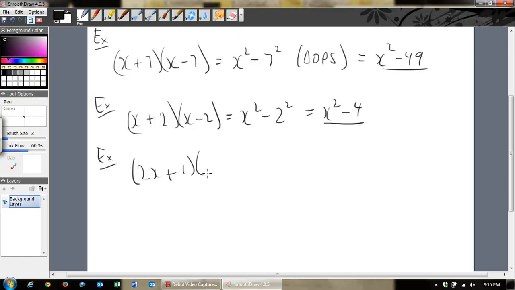2x plus 1 times 2x minus 1. Let's just think of this. What have we got here? It's the first term, so 2x squared, minus the second term squared, so minus 1 squared. That's what it will turn out to be, which is equal to, just get this right, what's 2x squared? This means 2x times 2x. 2x times 2x is 4x squared. Minus 1 squared, which is minus 1. Okay? And that basically is DOPS.